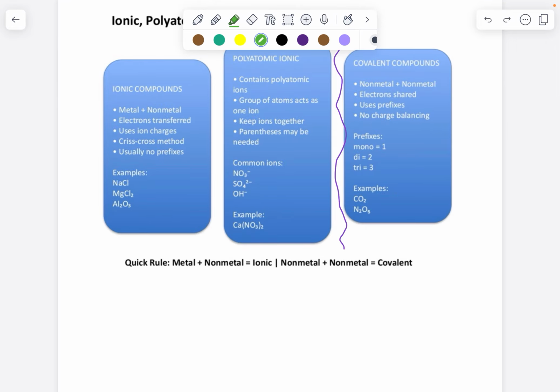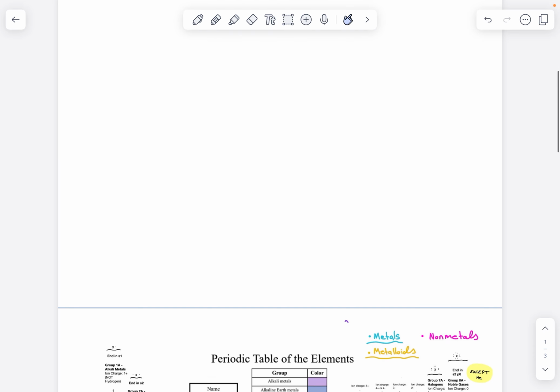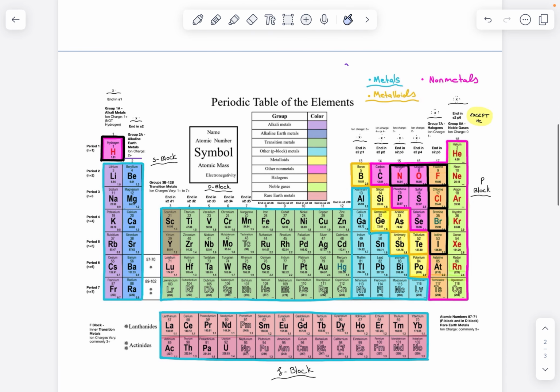And finally, this is just a quick general rule to know for all of these. You need to know that ionic is a metal and non-metal, and covalent, as I mentioned, is non-metal and non-metal. Metal and non-metal, non-metal and non-metal. Let's move right down. Now this is very important.